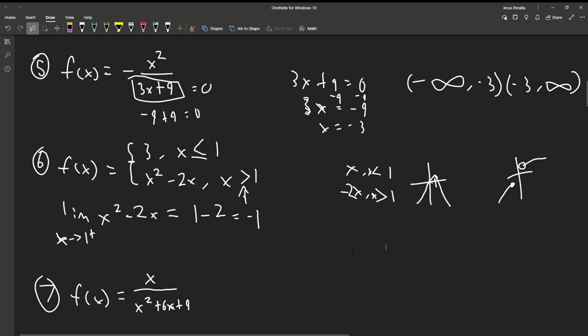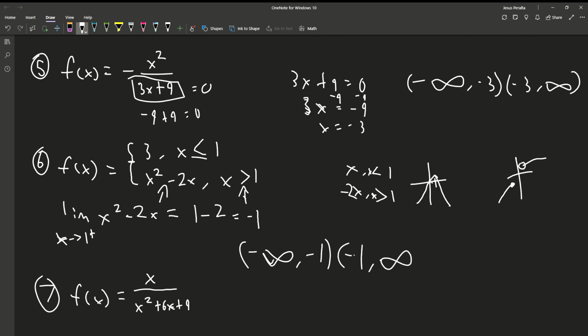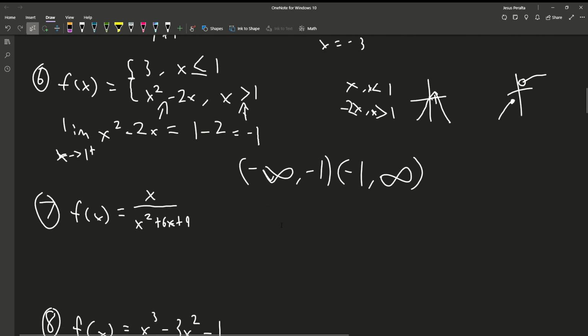Alright, for now I'm just gonna do this here. So as I was saying, we're gonna be approaching -1 on this equation right here. So we're approaching -1, but on the other equation it's at 1, so it's not continuous. So from negative infinity to -1, and -1 to infinity. We'll go over the quiz problems after.